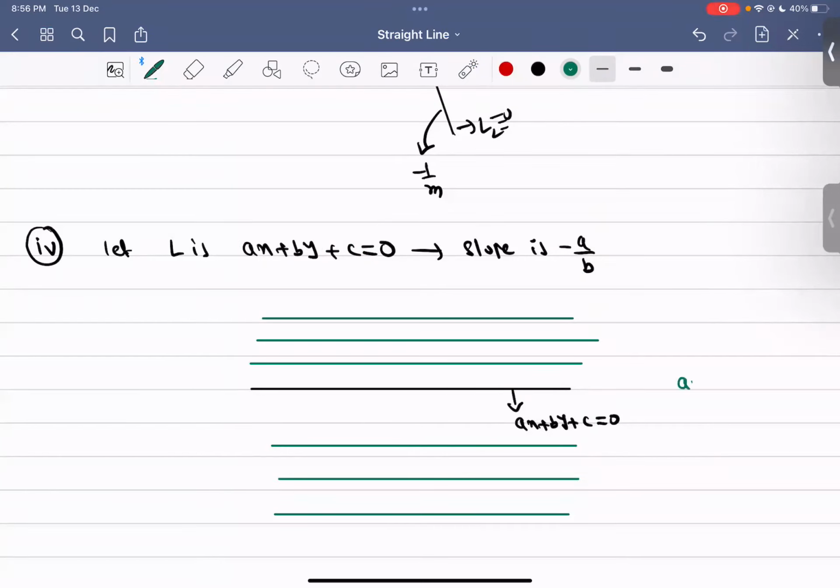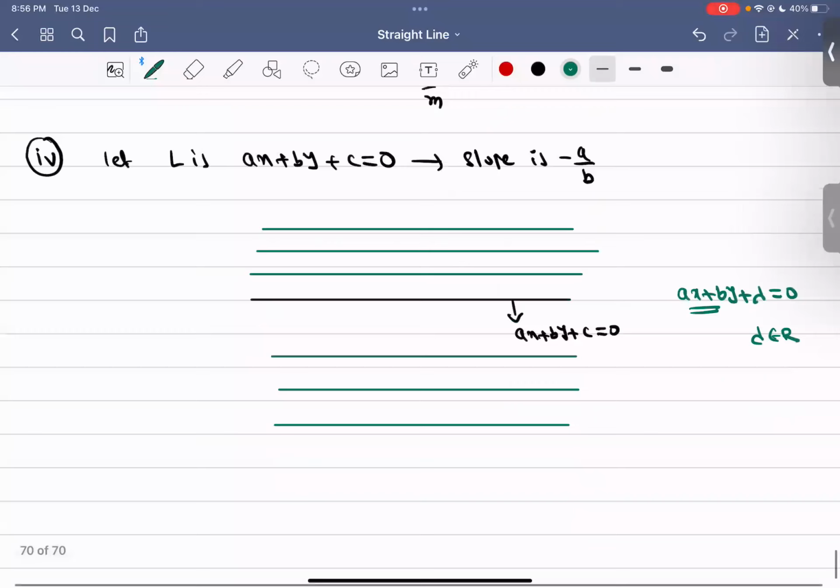That's why infinitely many lines can be represented by ax plus by, the slope part will be the same, plus some lambda equal to 0. So lambda is a parameter, a real number. So the line which is parallel to the given line ax plus by plus c equal to 0 can be written as ax plus by plus lambda equal to 0.